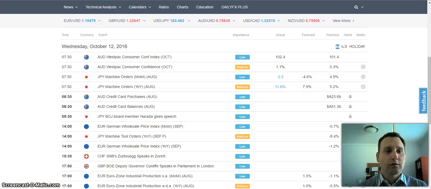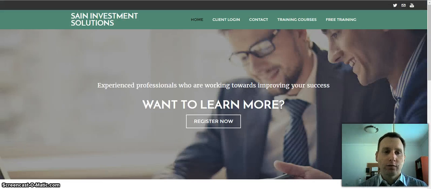So we'll just jump to the Forex economic calendar, and this is where the numbers come out. Consumer confidence numbers, expecting 0.3, and they got 1.1, better than expected. And sorry, it was machine orders numbers. The forecast was 7.9, and it came in at 11.6, so better than expected. Blue generally means better than expected, and red is worse than expected. So when the numbers are better, that's why we see that pair move.